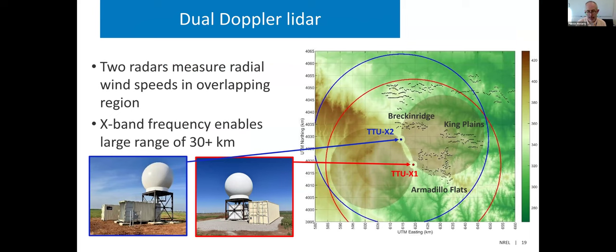We also have some really interesting observations from the Texas Tech radars. As I mentioned, these radars are placed on the western side of their domain. We have two different radar systems, and you can operate them in dual Doppler mode. Each individual radar actually has a range of over 30 kilometers, so it's a pretty powerful observation technique. But then when operated in a dual Doppler mode, you get observations in these smaller circles, which still covers a lot of the AWAKEN domain. These were primarily placed here to look at wind farm interactions between these three wind farms, so King Plains, Breckenridge, and Armadillo Flats.